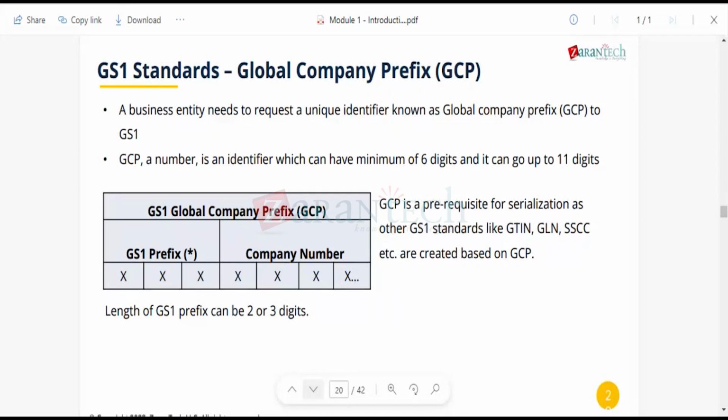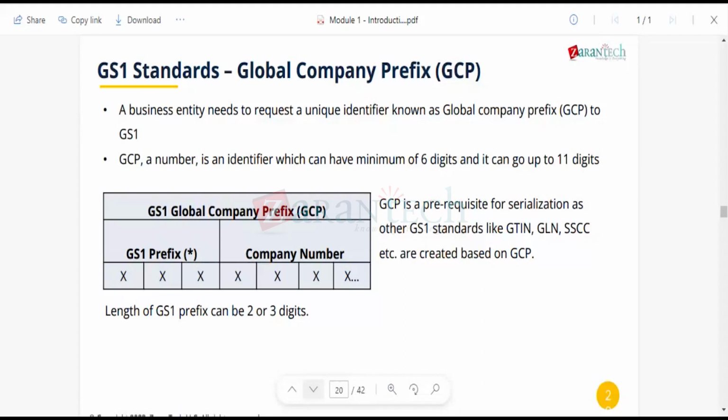In the pharma supply chain, there are many stakeholders associated, like manufacturer, distributor, etc. Each stakeholder is nothing but a unique company. So when I say global company prefix is an identifier for a company, GCP is a number having a minimum of 6 digits, and it can go up to 11 digits. And this GCP is a prerequisite for other GS1 standards, other GS1 identifiers. We will go step by step to understand how.